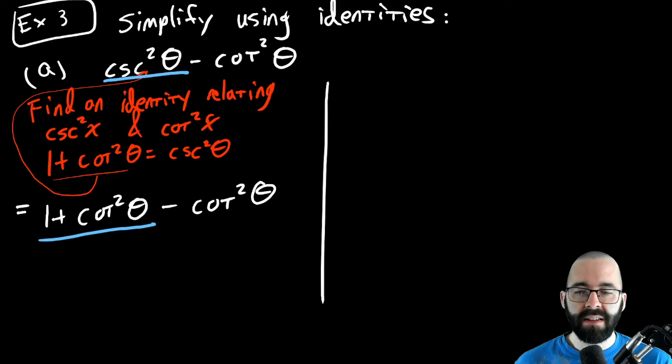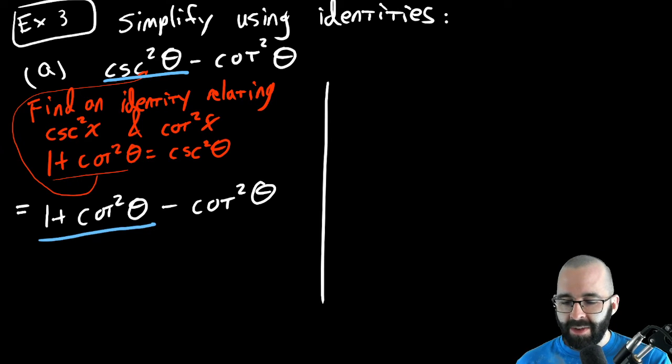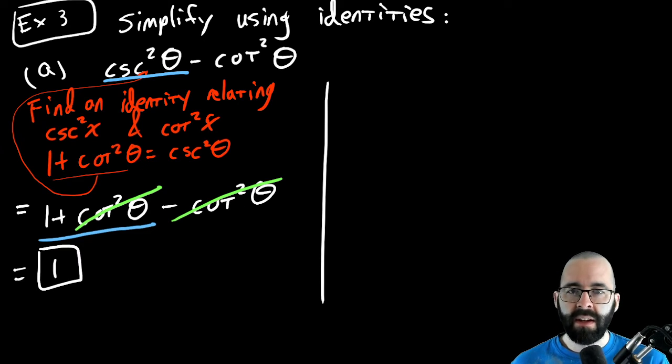I forgot my equal sign. Oh, well, this is really nice after this, right? We have a plus cotangent squared. We have a minus cotangent squared. That cancels, and we're just left with 1. So that's one way of approaching this problem.